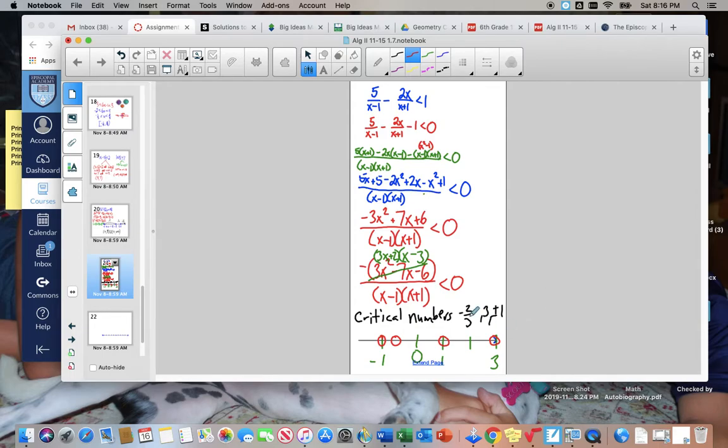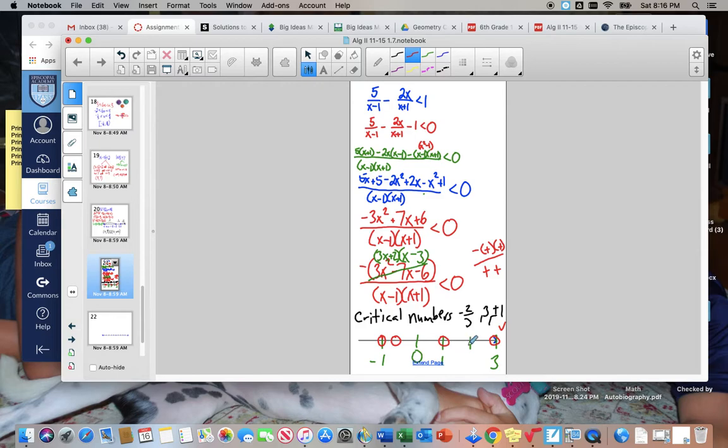So if we plug in 4, we would get negative, and then a positive, and then a positive, and a positive, and a positive. So that whole thing, because of this, would be less than 0, so that would be what we want. That would be a solution.